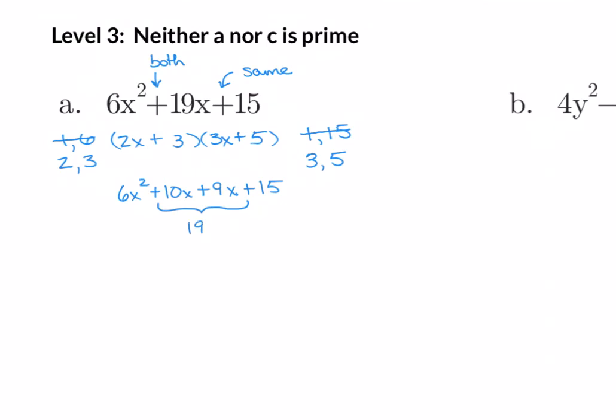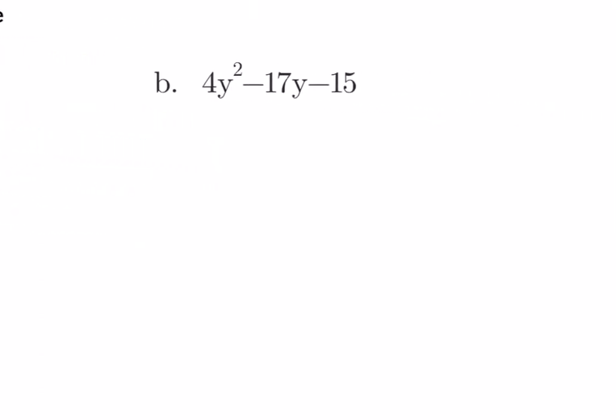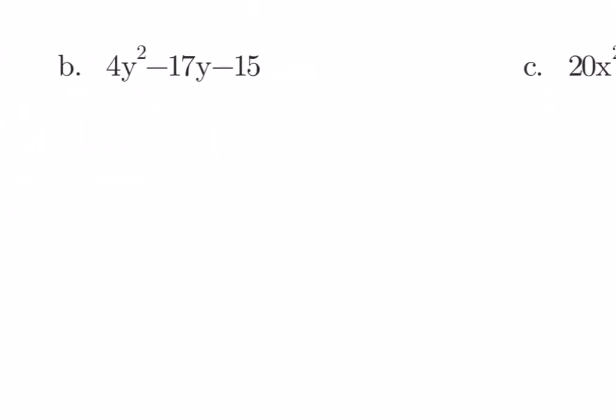If we combine, we do get 19x. And so this is the correct factorization. All right, let's look at B. All right, let's start with our factorization. So 4, what multiplies to 4? We get 1 and 4, 2 and 2.